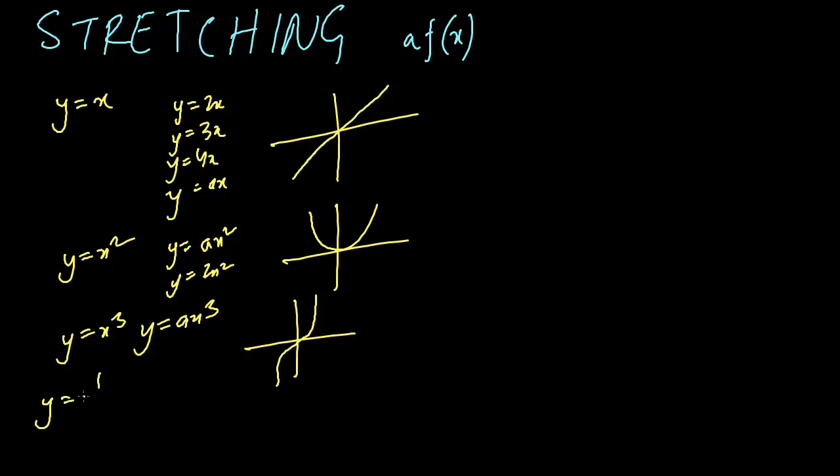Then y equals 1 by x, or y equals a times 1 by x. Makes no difference. y equals 2 by x, y equals 3 by x, y equals 4 by x. The picture is the same. It's like this. The two boomerangs like that.